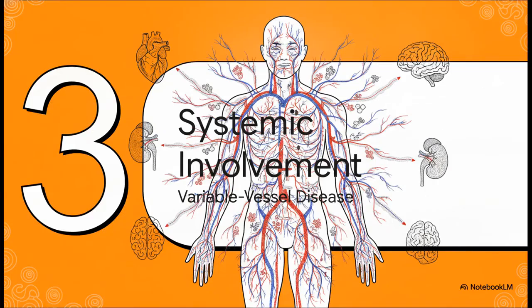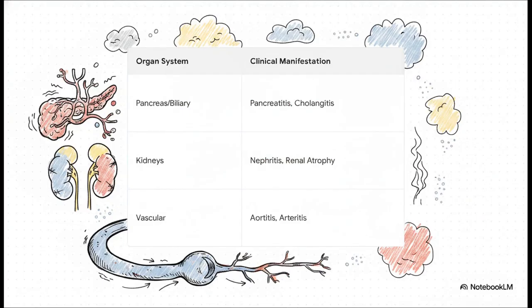All right, part 3. Systemic involvement, a variable vessel disease. So, having seen the microscopic footprint, let's map out how this behaves systemically.